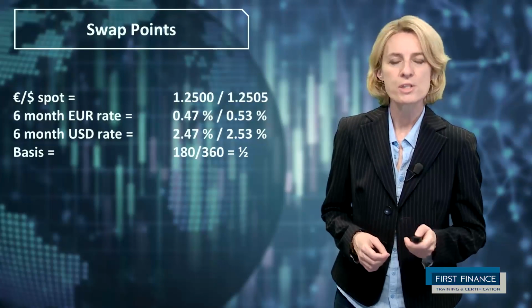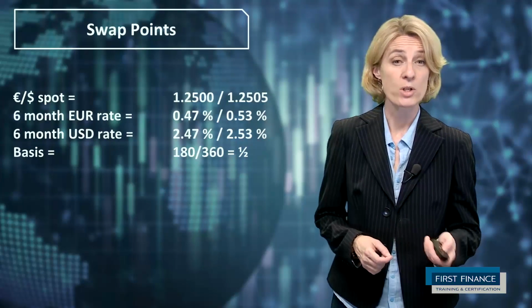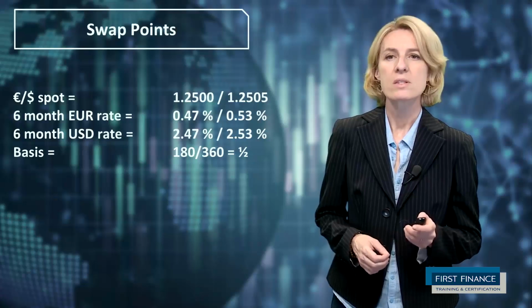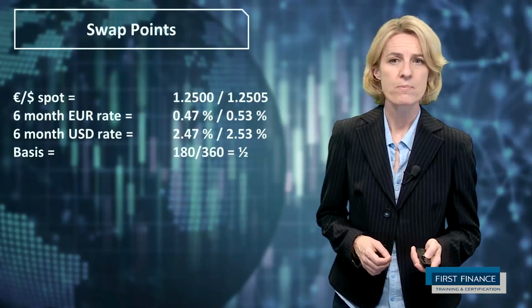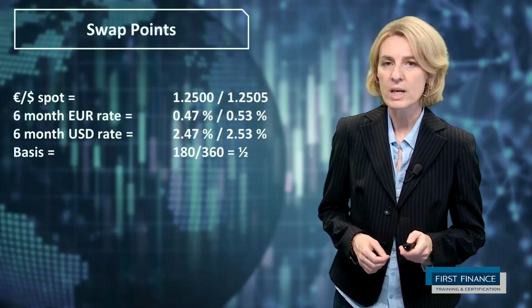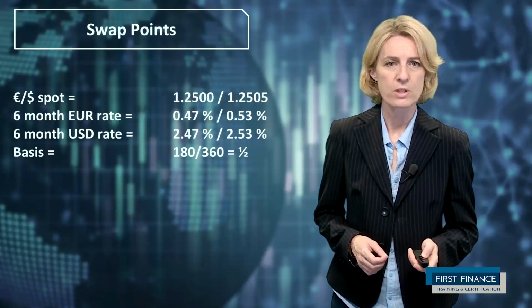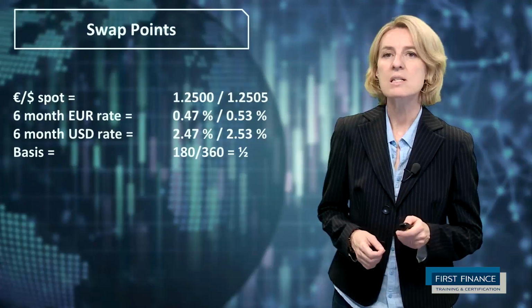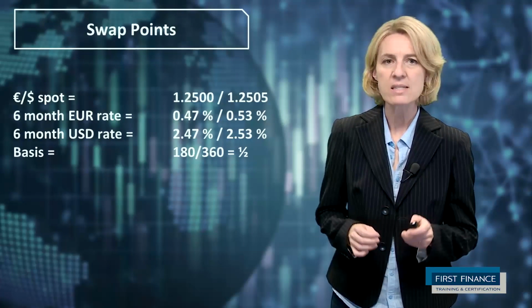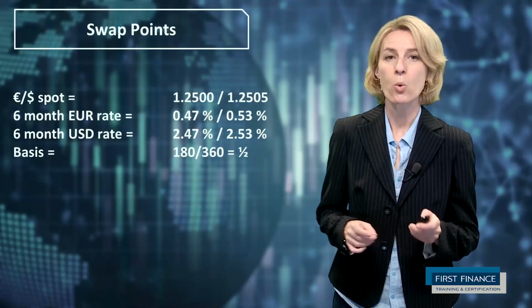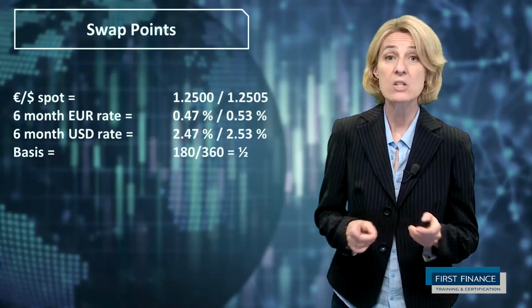The euro-dollar spot rate is 1.25 to 1.2505. The 6-month euro rate is 0.47% to 0.53%. The 6-month dollar rate is 2.47% to 2.53%. And the basis is 180 over 360. So we have to analyze the operations to determine which side of the spread we are on for each of these transactions.